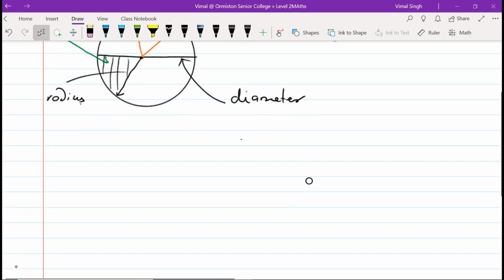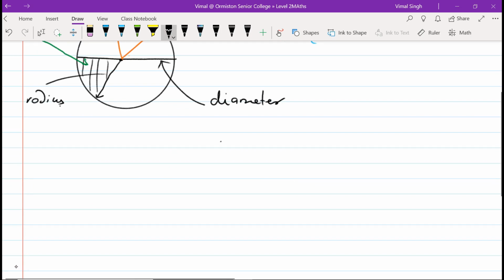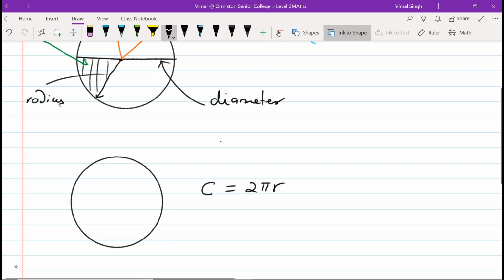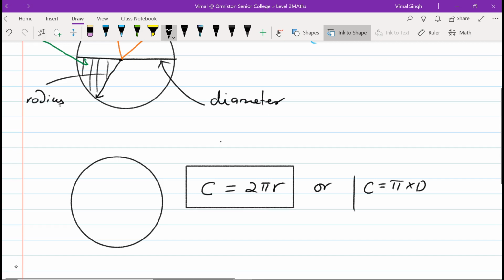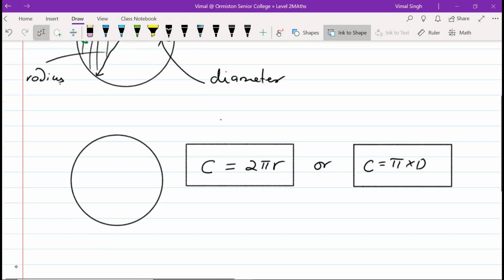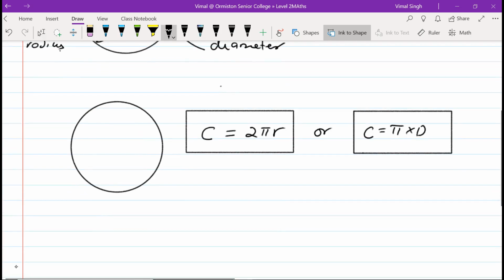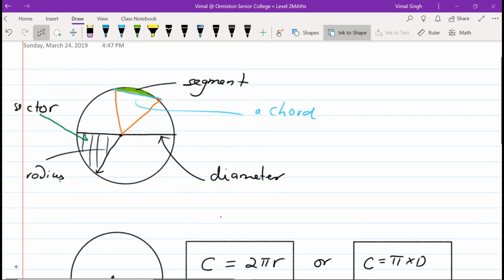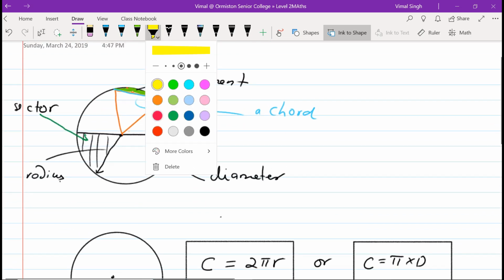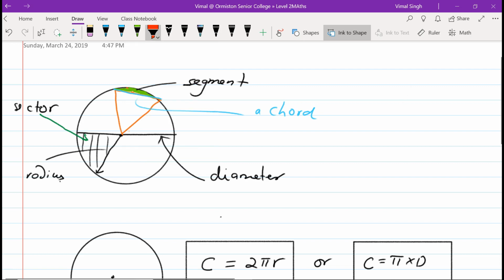Now, if I look at a circle again, the circumference C is equal to 2 times pi times radius, or it is also given as pi times the diameter. So I need to remember those two rules that you have learned in year 9 and 10 and maybe last year as well. And remember, I didn't mention what about the arc. So let's just very quickly do that and come back to it.